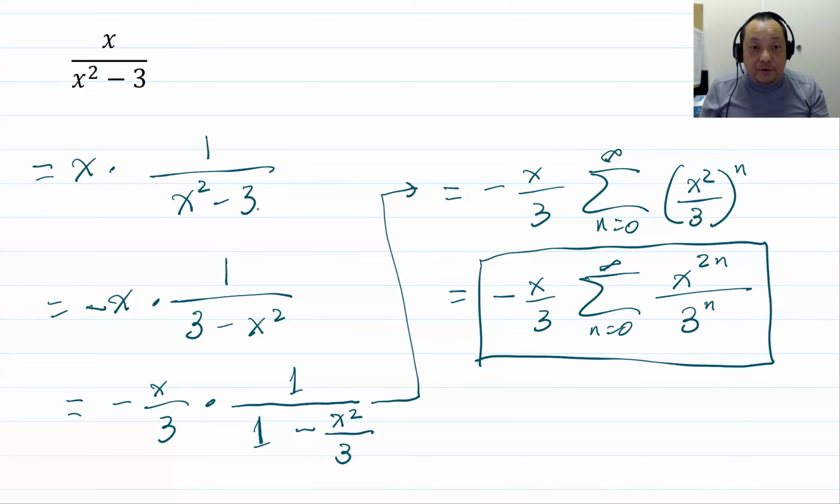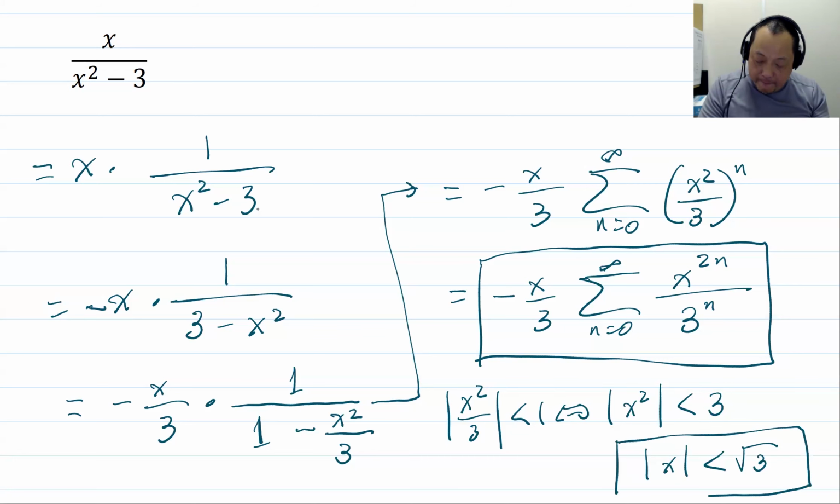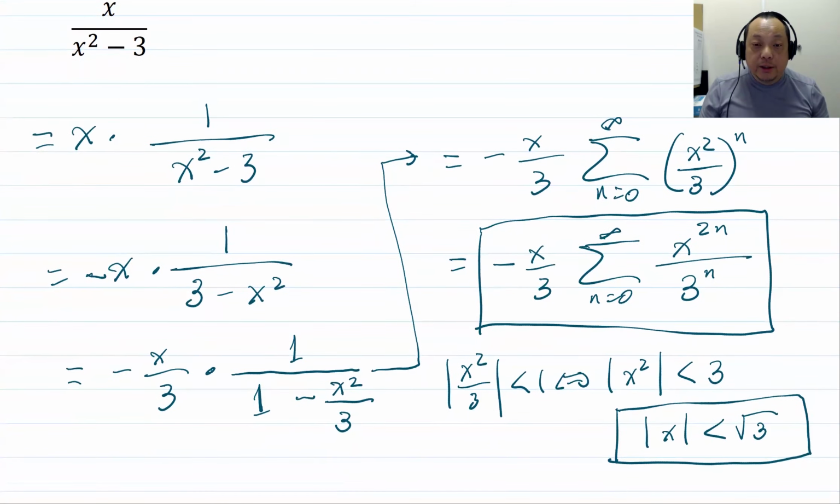And now what is the interval of convergence? The interval of convergence is that this x squared over 3 has to be less than 1, which means the same as the absolute value of x squared has to be less than 3. And I take the square root of both sides. I have the absolute value of x is less than radical 3. There we go. That's my power series, and that is my interval of convergence.